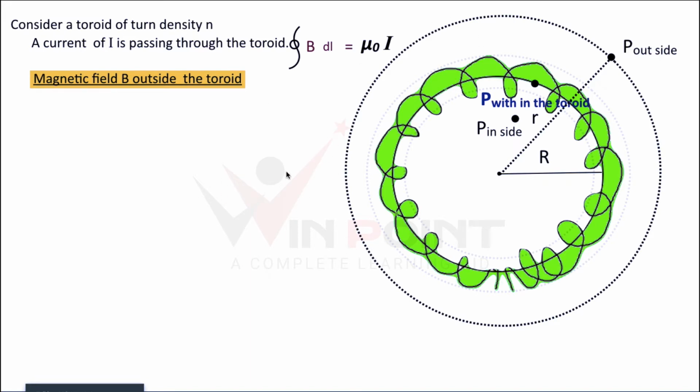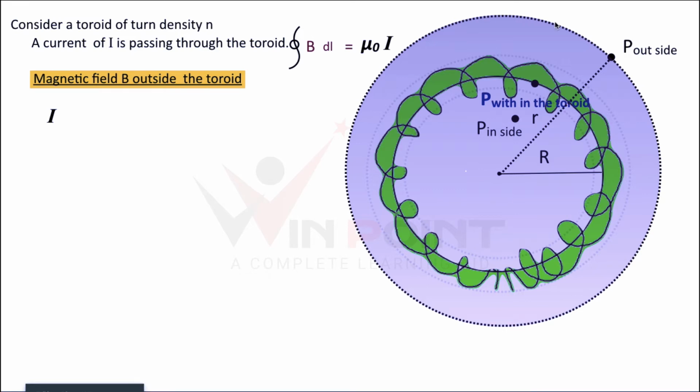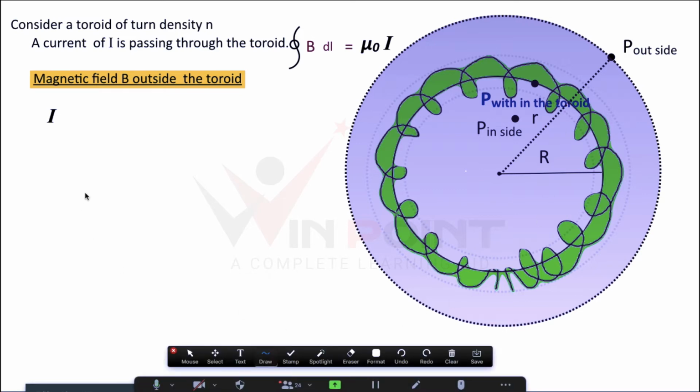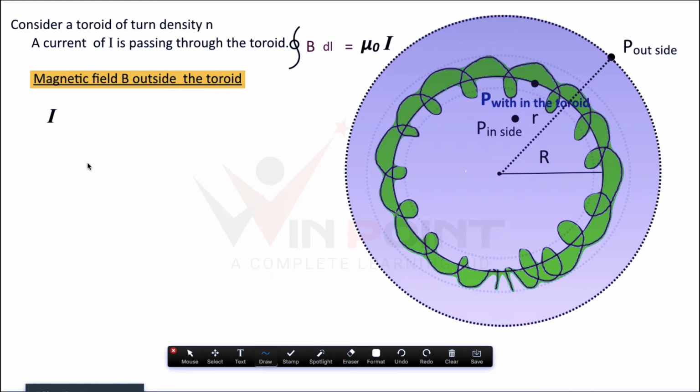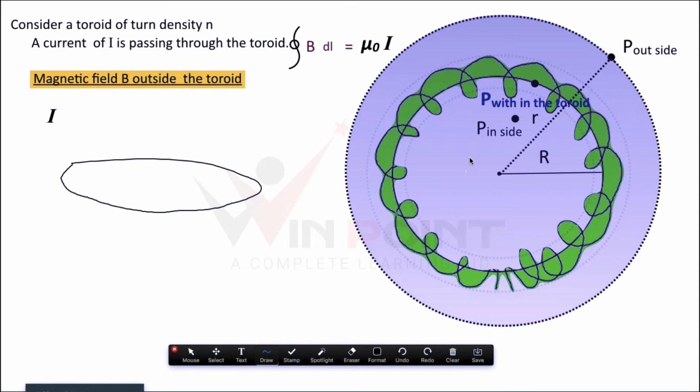We are going to find the total current inside the Amperian loop. What is the total current inside the Amperian loop? We are considering the total toroid. I am going to draw one section of the toroid, and this is my Amperian loop. This is the view from the top, and now I am looking from a side. This is my Amperian loop.